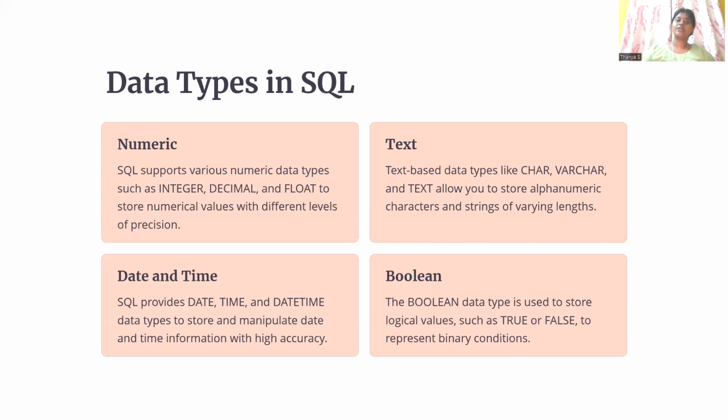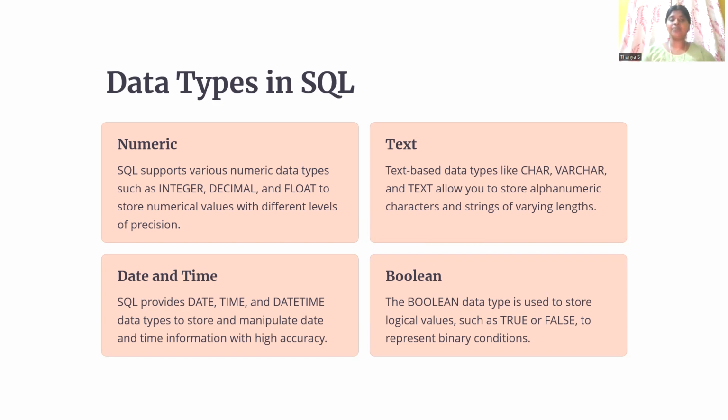Next is data types in SQL. There are mainly four data types. Those are numeric, text, date and time, and Boolean. As we come to numeric, SQL supports various numeric data types such as integer, decimal, and float to store numerical values with different levels of precision. When we come to text, it is mainly character, variable character, and text, which allow you to store alphanumeric characters and strings of varying lengths. You can give according to the length, or it is not based on the length. You can give as much as you want.